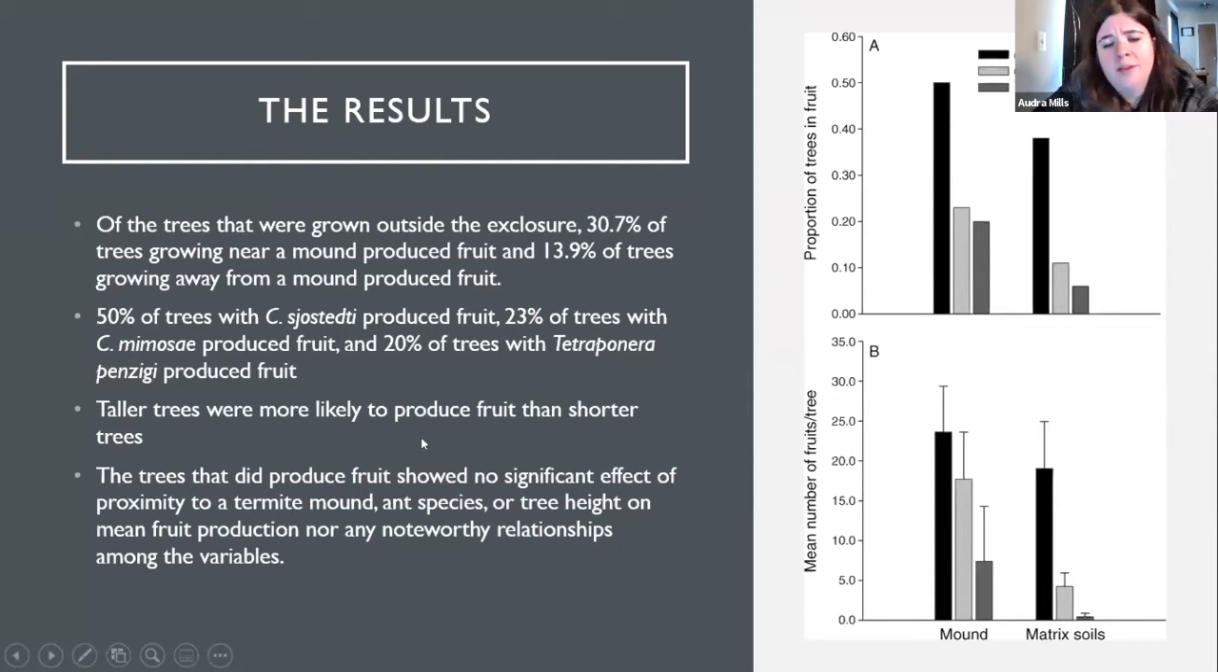They also found that taller trees were more likely to produce fruit than shorter trees, but this could just be because the taller trees might have been older and more likely to produce fruit. The trees that did produce fruit showed no significant effect of proximity to termite mound, ant species, or tree height on mean fruit production, nor any noteworthy relationship among the variables. So this is the mean number of fruits, and you can see there's not really a huge difference between the ones that were in the mound versus the matrix soils, in these two graphs.